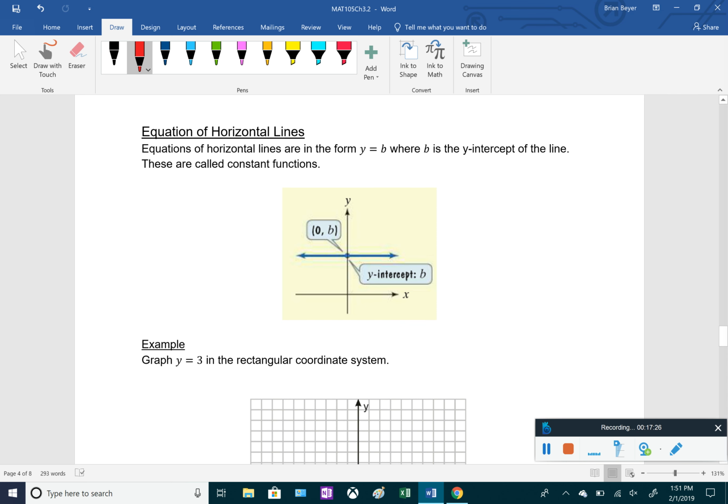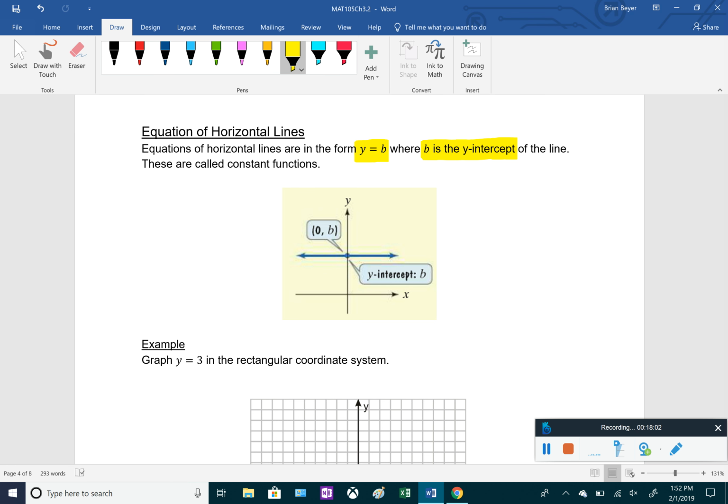Okay, so for the next thing now, it's going to be the graph of horizontal lines. So far, the graphs that we've done weren't vertical and they were not horizontal. So let's do horizontal lines. So horizontal lines are always going to be in the form y equals b, where b is the y-intercept of the line. So it's just a number. So it's going to be y equals a number. These are called constant functions. So you can see here in this little graph right below it, it's a horizontal line crossing at the y-intercept of b. And it's as simple as that.